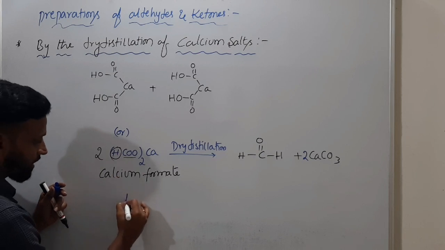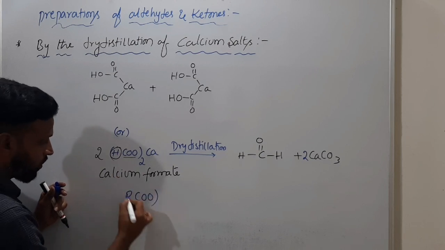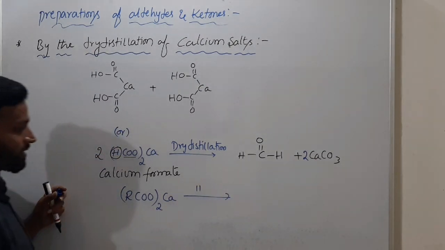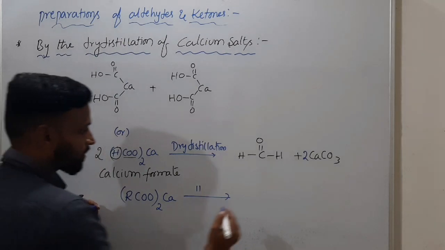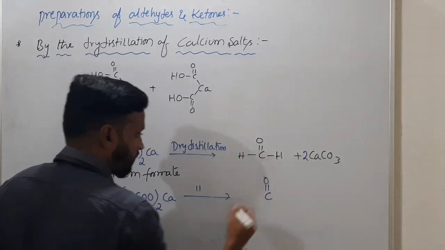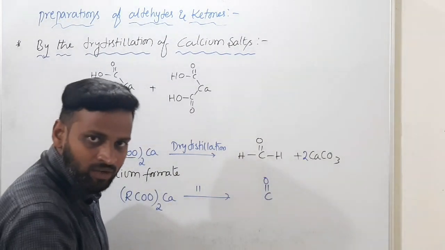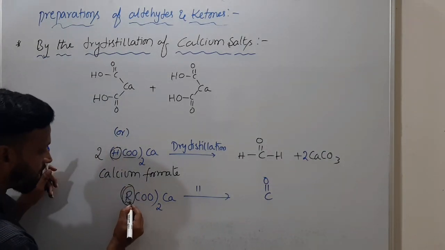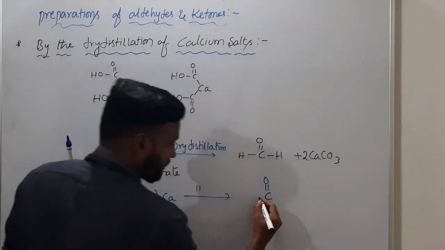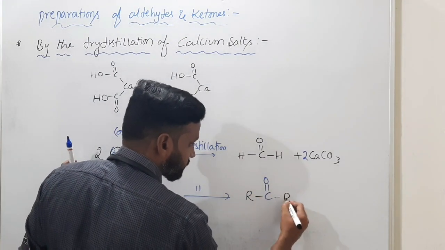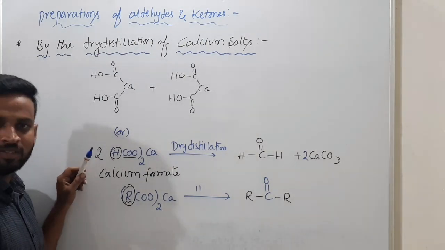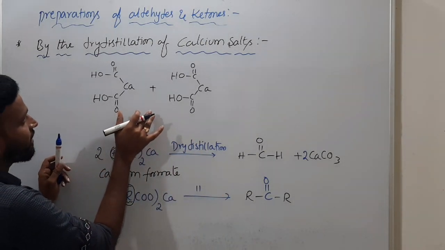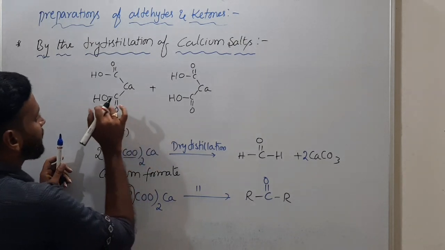Suppose it is given like this: RCOO whole twice Ca, on dry distillation. What is the product? First you write down C double bond O. Understanding? And here what is the alkyl group you have? R. So here write R on both sides. So you are having a ketone. Simple way. Understanding?